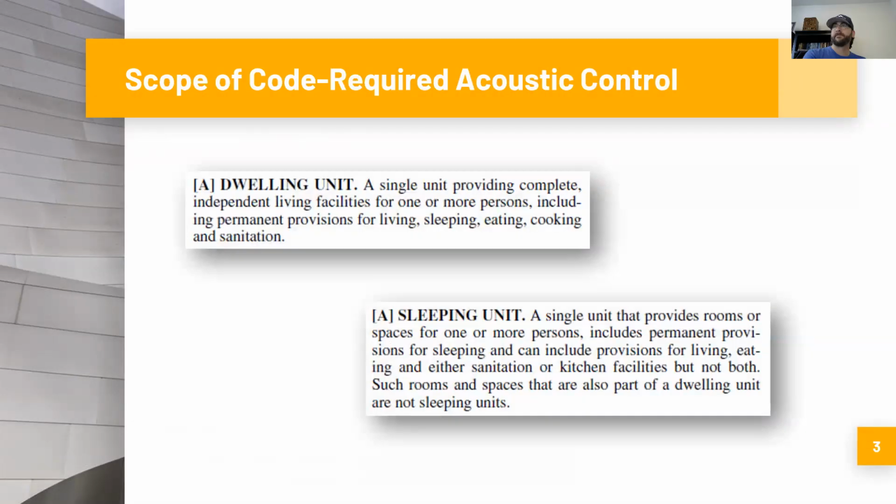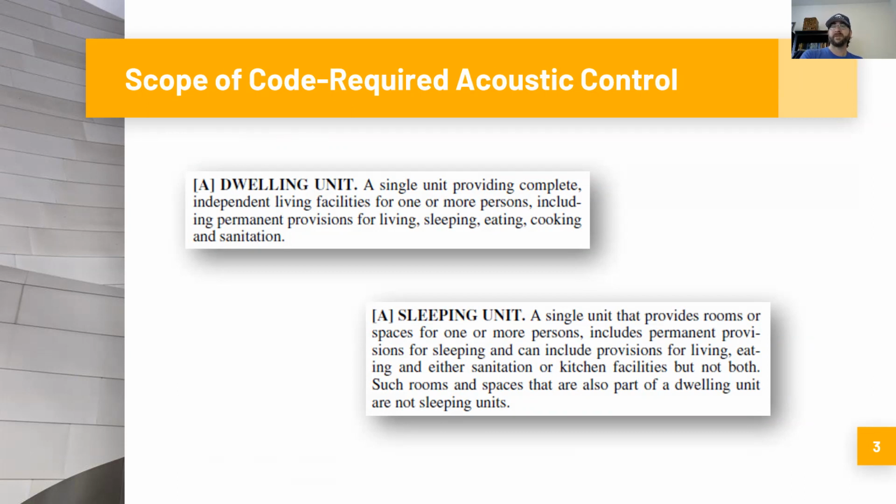So let's see. Yes, dwelling unit. Defined as a single unit providing complete independent living facilities for one or more persons, including permanent provisions for living, sleeping, eating, cooking, and sanitation. I think we all understand what a dwelling unit is. It's like somebody's home. It's where you live. It's where you eat. It's where you cook. It's where you bathe. It's where you sleep. That's a dwelling unit.